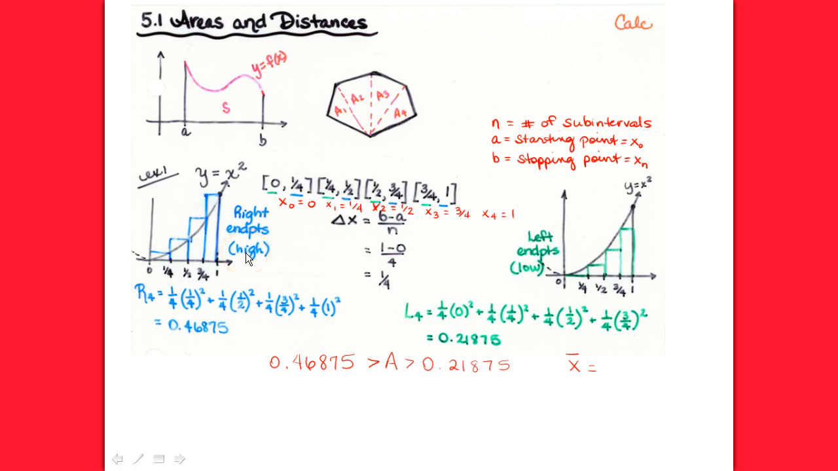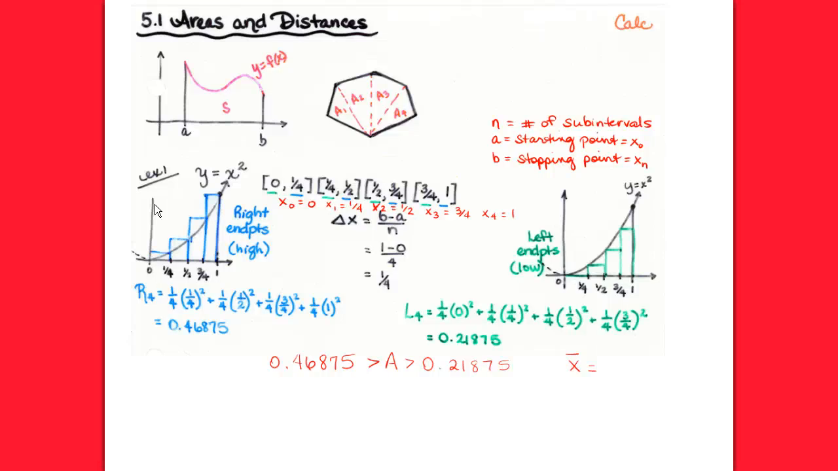And the reason for that is, look at all this overhang, like right here, right here, right here, right here. When I calculated this area, I included all of that overhang that was not under the curve, and I'm just looking for the area under the curve, so this is going to be a high estimate. All right, what if I did left endpoints?